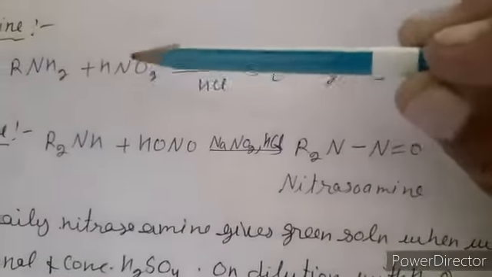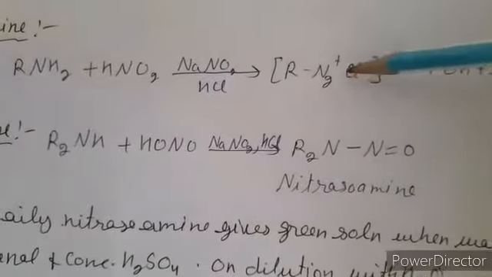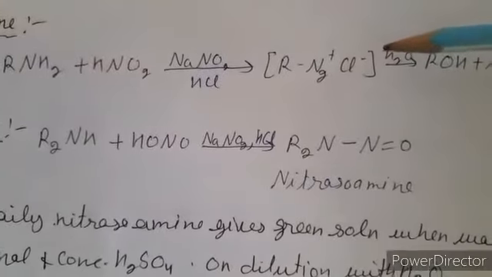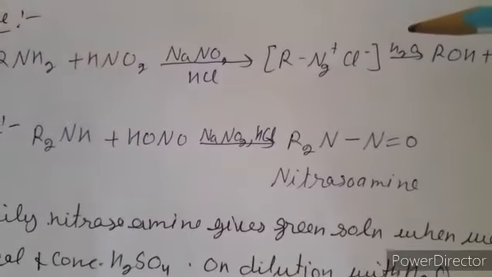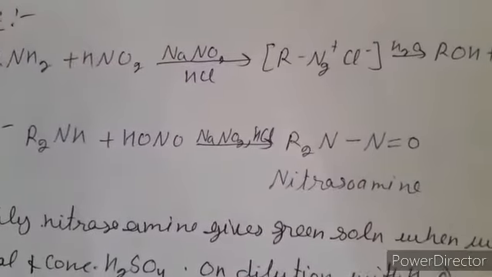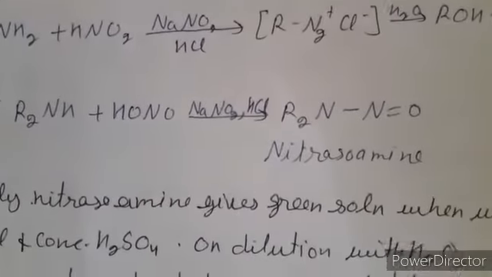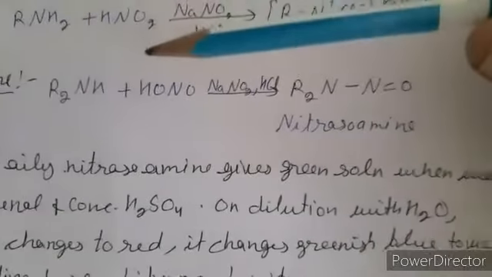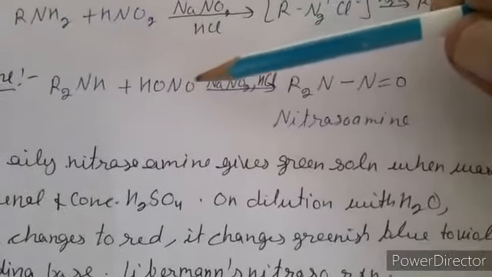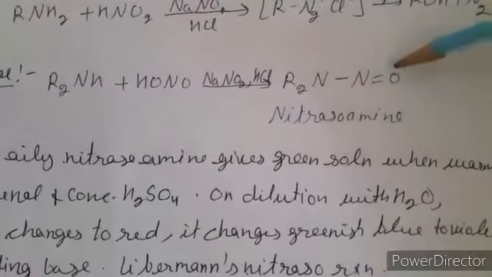If we react aniline with nitrous acid, we obtain benzene diazonium chloride. That reaction is called a diazotization reaction, which proceeds at low temperature in a cold medium. Next, we react a secondary amine with nitrous acid to form a nitrosoamine.